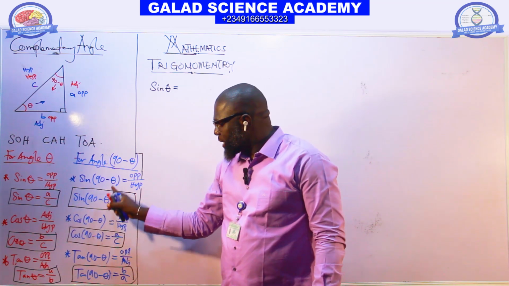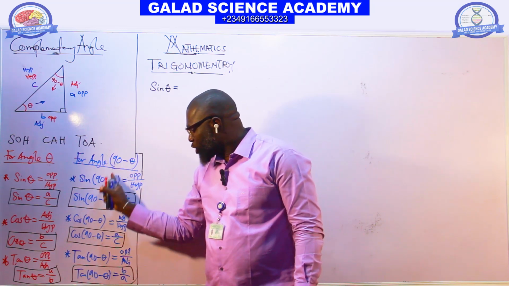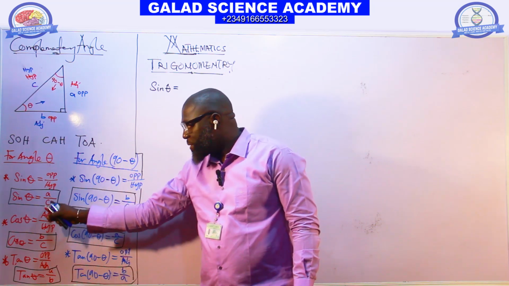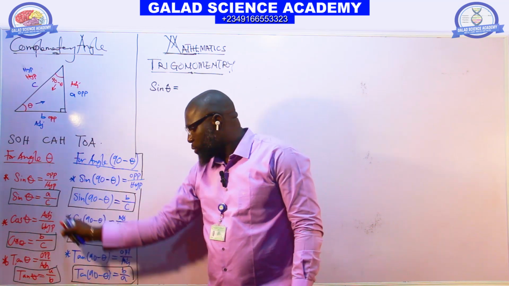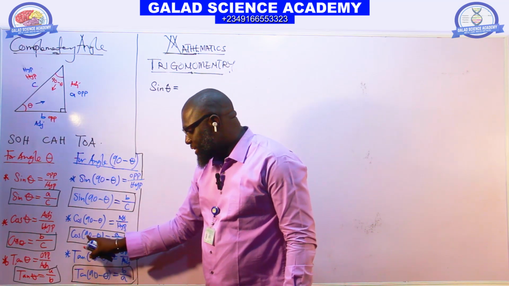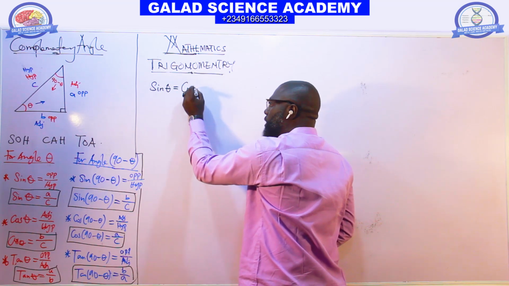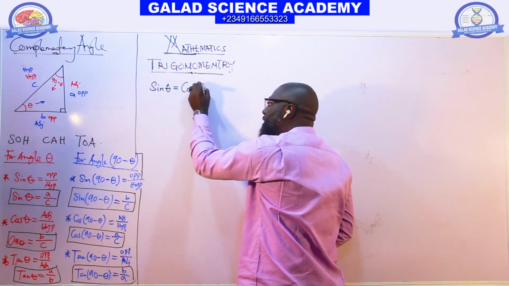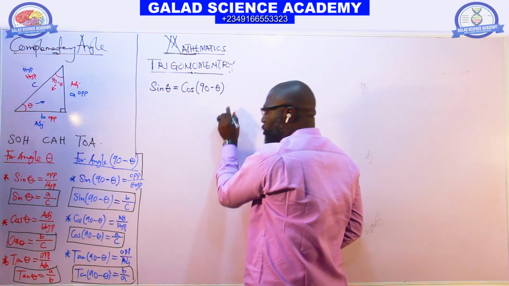But look at the sine of the angle 90 minus theta. Which of the three gives us A over C? It will be cos. So cos 90 minus theta gives us A over C. You now have cos 90 minus theta equal to A over C.